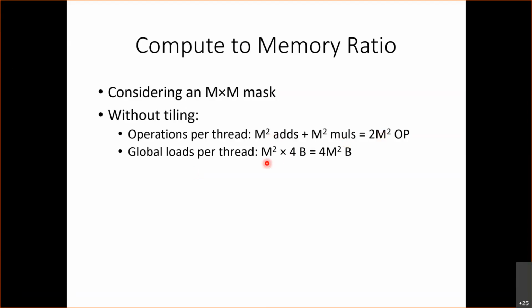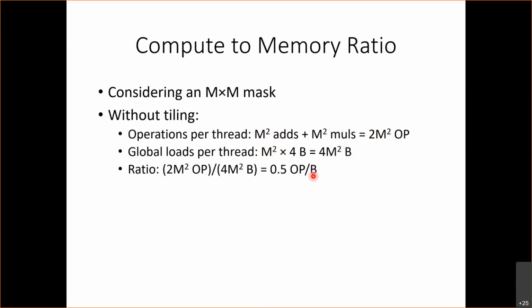Of course, here I'm ignoring the boundary conditions. With the boundary conditions, some threads might do less than this, but most threads will do this. So the global memory loads per thread are M squared times 4 bytes. So 2 M squared operations over 4 M squared bytes is 0.5 operations per byte.